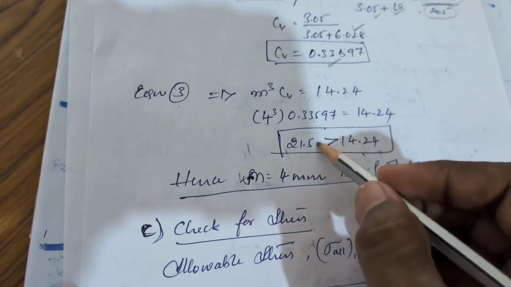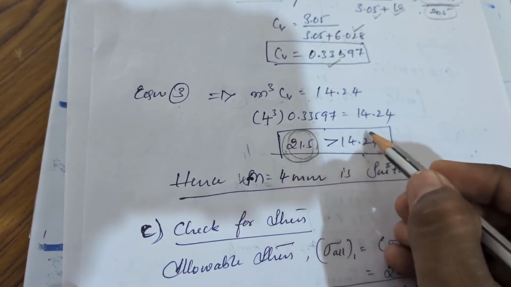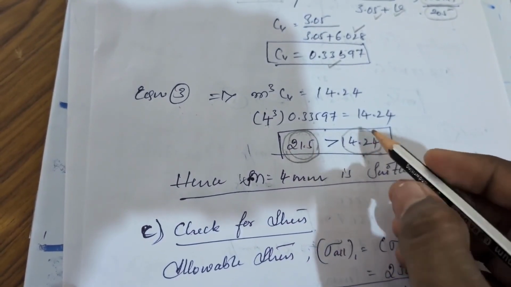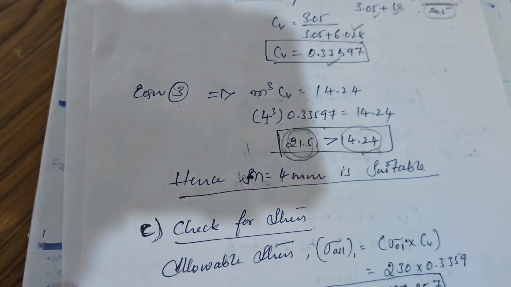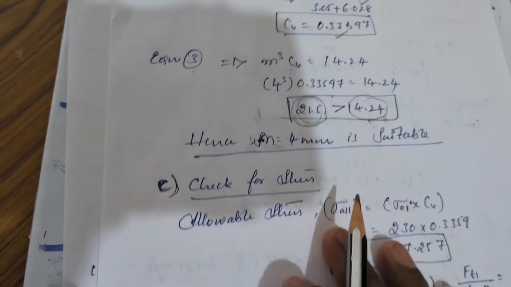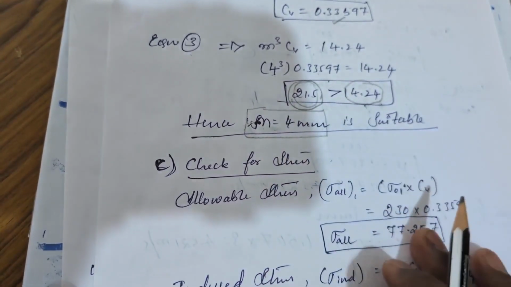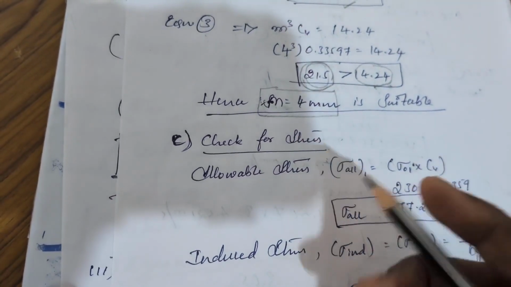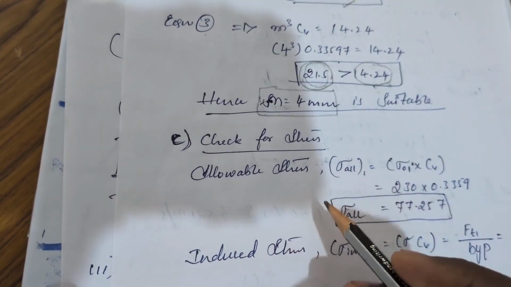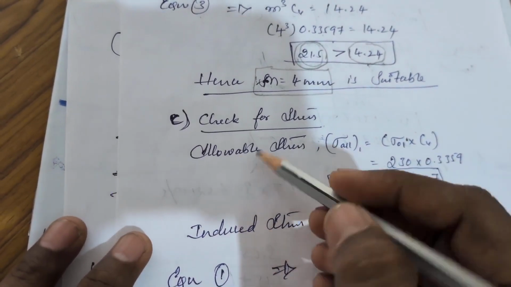Now what I will get, the value of m cube CV on the left hand side is greater than 14.24. Then the condition is satisfied. So m equal to 4 mm is suitable for this design. So m equal to 4 mm is the correct value of the module. Next we will check whether the found value is correct or not by comparing with the stress equation.